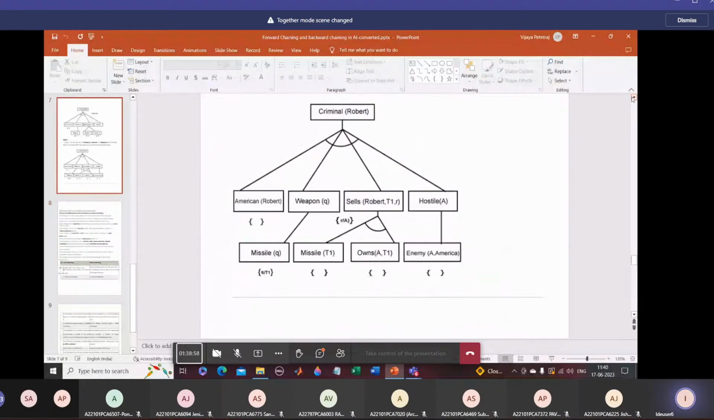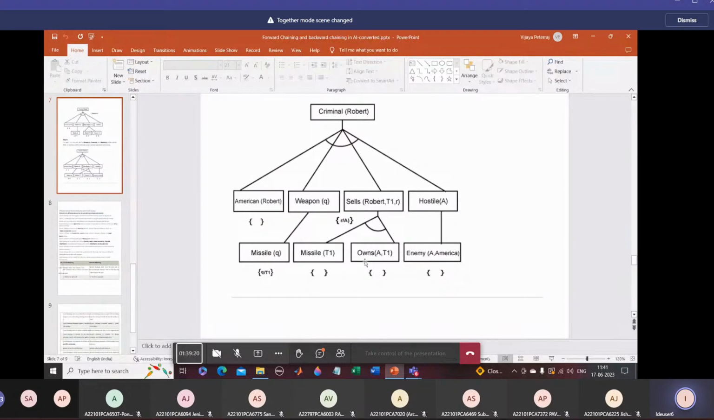இதை வச்சு நம்ம சொல்லலாமா ஃபைனலா? இது Q is a missile சொல்லலாம், இல்ல T1 is a missile. ஓகேவா? So country A has got missiles. Country A is an enemy of America. So இதெல்லாம் பாத்தீங்கன்னா you can say A country is an enemy of America.